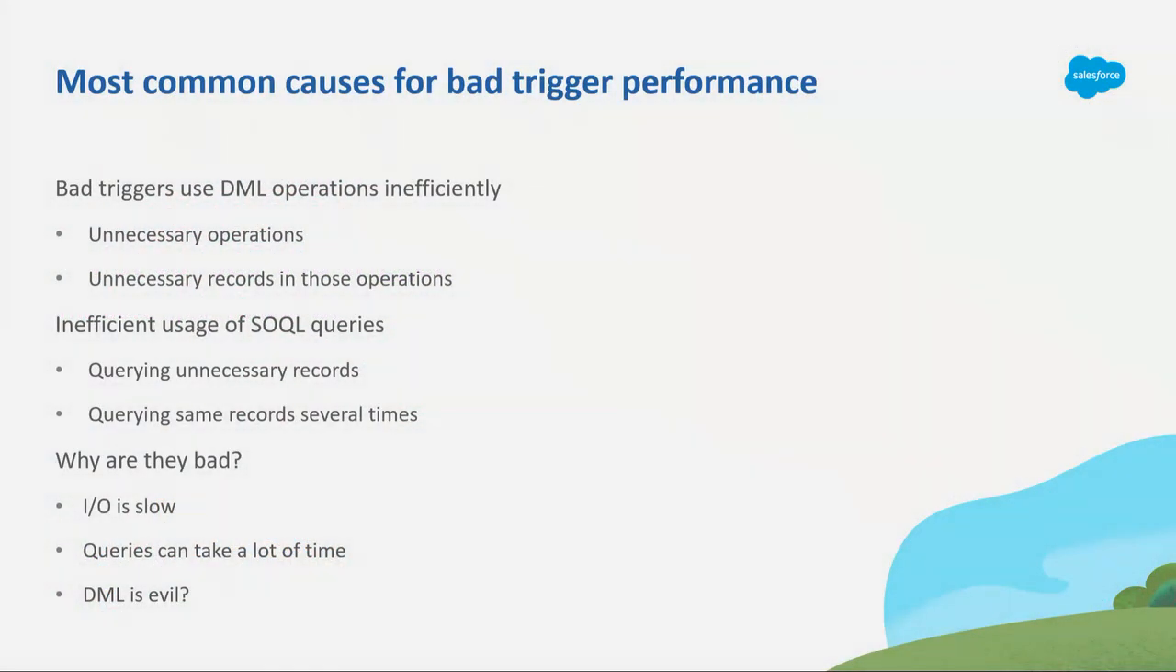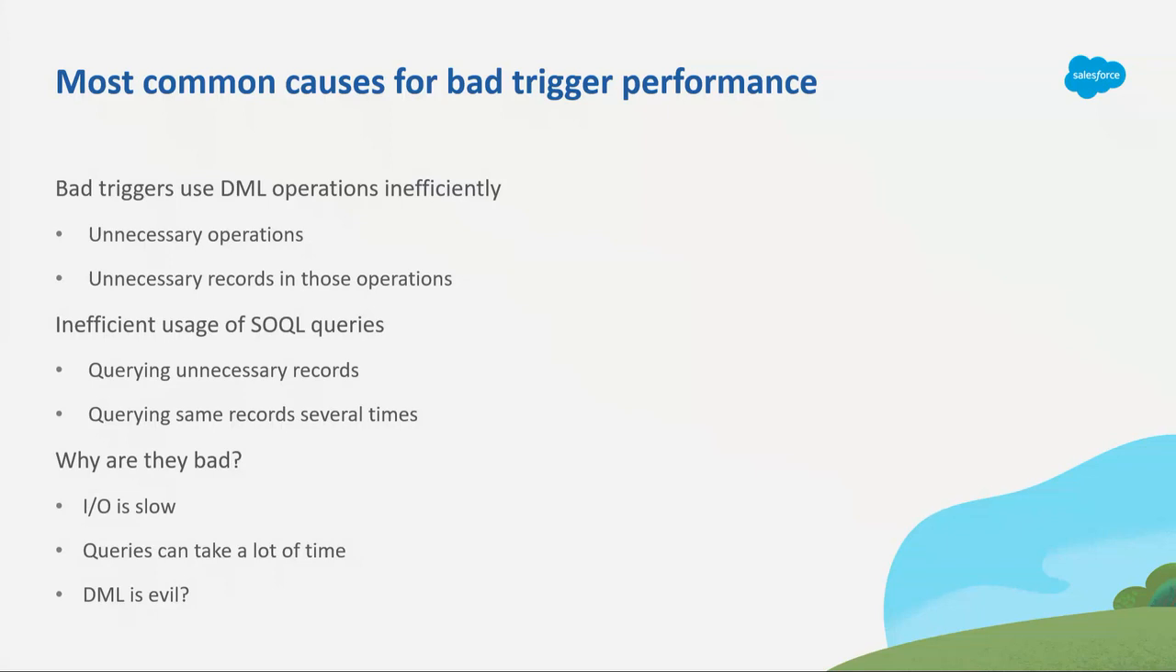As mentioned, DML and SOQL are the things that tend to degrade the performance, and we tend to use them quite loosely. So we update records that are not needed, we update them several times, and that of course requires additional update operations, additional CPU time, additional queries, and so on. And the same applies for SOQL. So we query records that we don't need, we query them several times throughout the trigger execution, even though they could be queried only once and reused in several places.